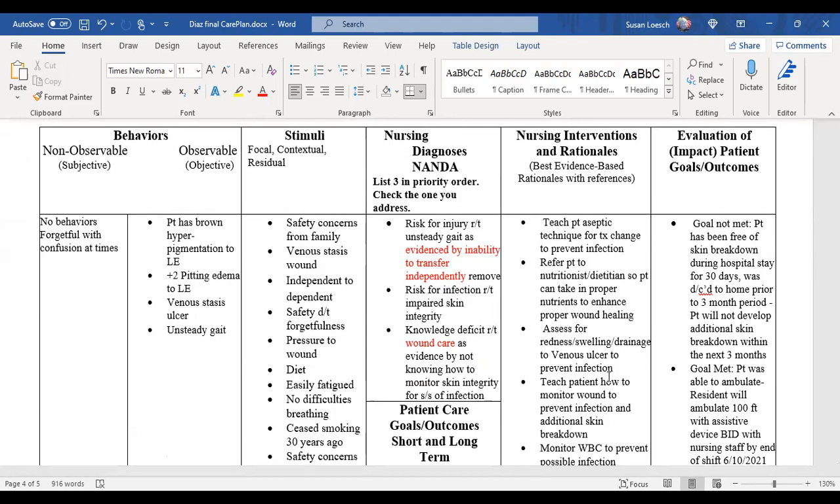All right, so non-observable behaviors. So what are those? I was putting like pain. Okay, pain's good, but I want you to understand that it's what the patient tells us. So the patient says, I'm nauseous. The patient says, I have pain. The patient says, I'm scared. Whatever that patient tells you, that's the subjective.